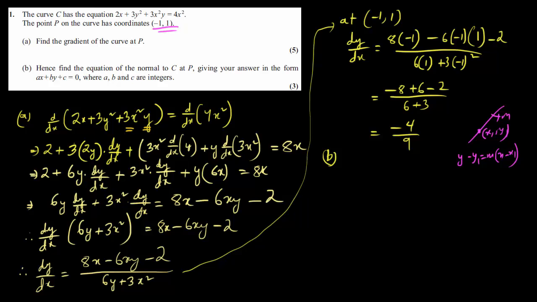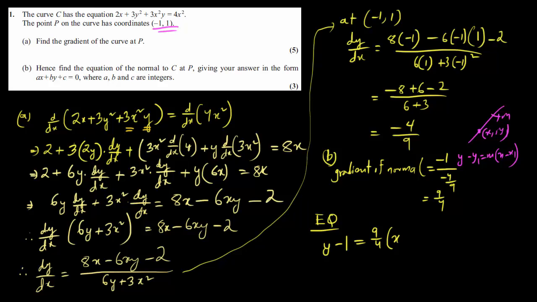Now, first of all, we need to find the gradient of the normal, and for that we need a rule. So gradient of normal is the negative reciprocal of the gradient of the curve: minus 1 by minus 4 by 9, which becomes 9 by 4. That is the gradient of the normal, and the equation would be y minus y1, which is 1. So the x coordinate is minus 1, y coordinate is 1, equals gradient, which is 9 by 4, times (x minus x1), which would be x minus minus 1.